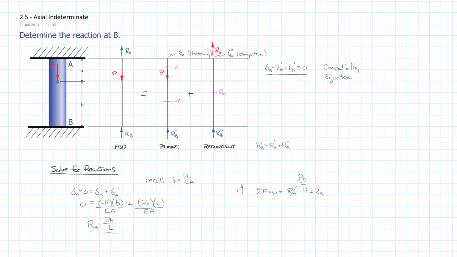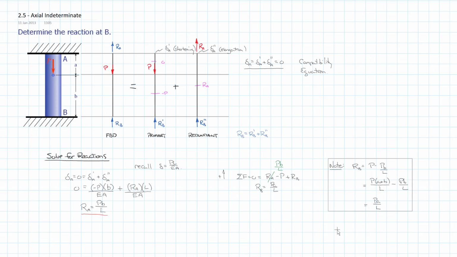Similar to the other one, we can determine that our reaction at B is equal to Pa over L. Now, there is a relationship between little a and little b, and that's useful in arriving at that simplified reaction. I'm just going to add a little note here, and you can see where that comes from. So there, I've just added that in, and you can see the algebra that goes into determining or simplifying the reaction at B. And that's it.